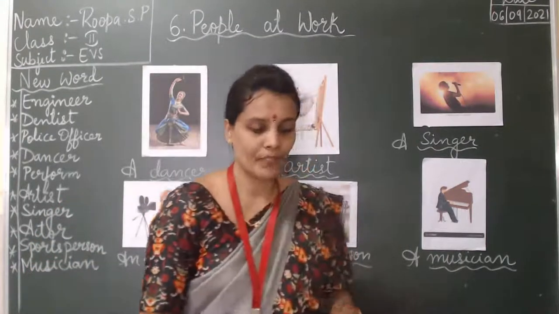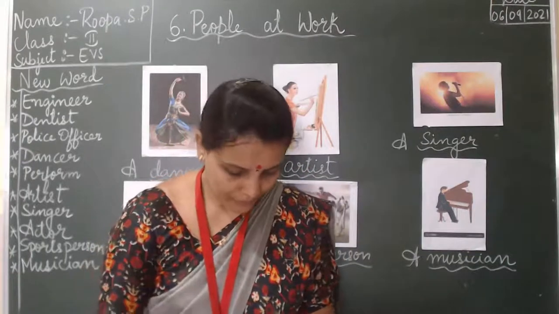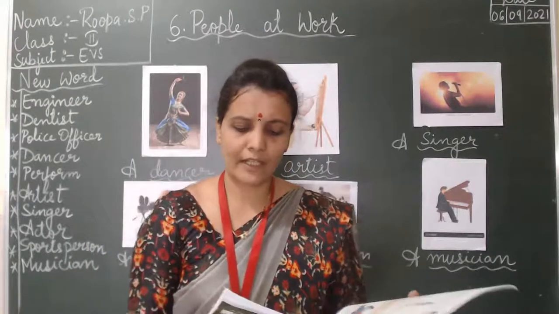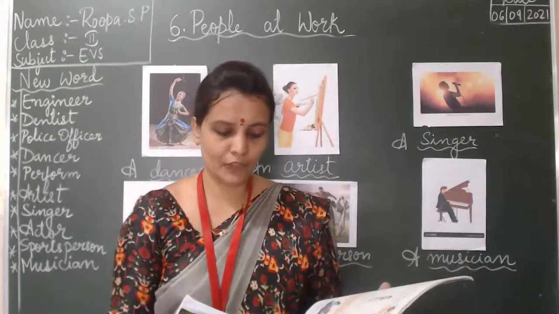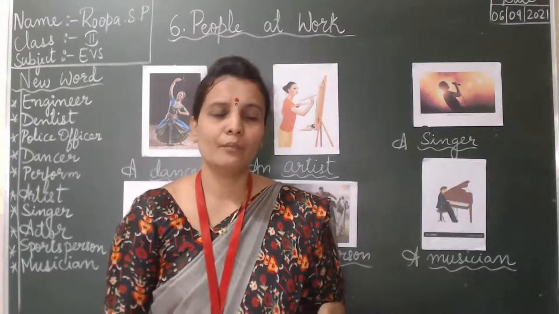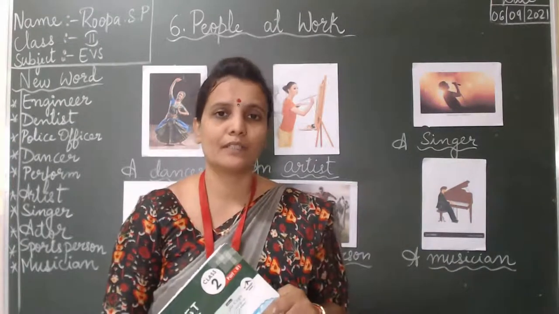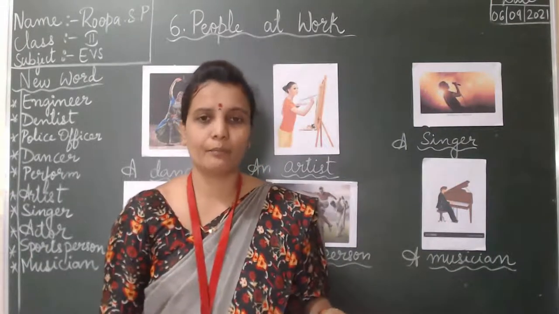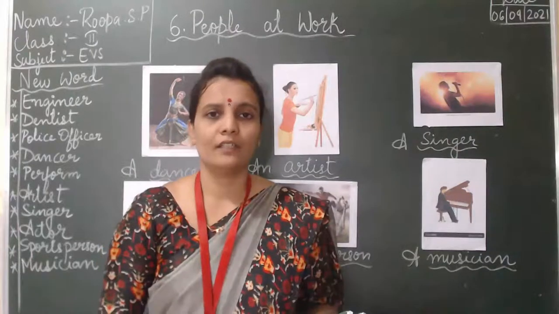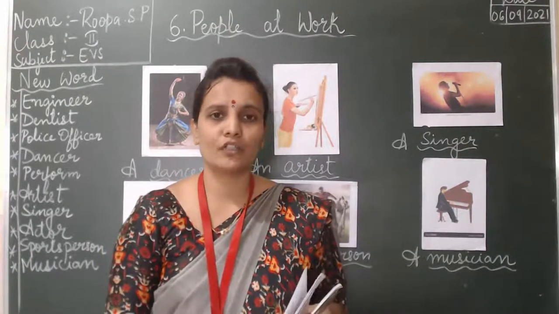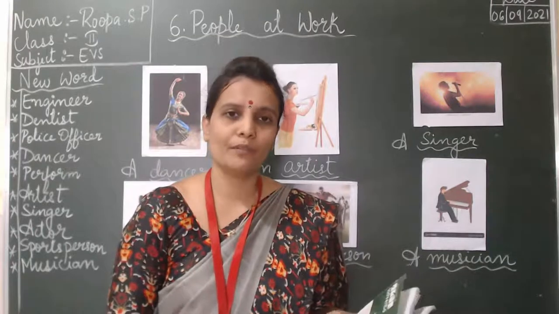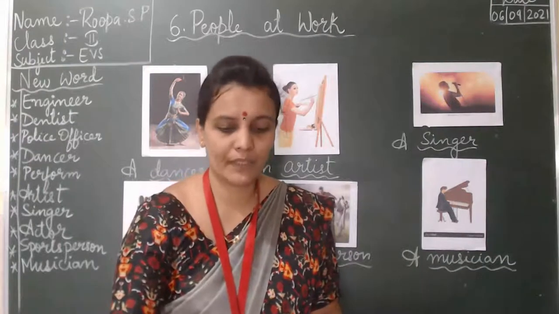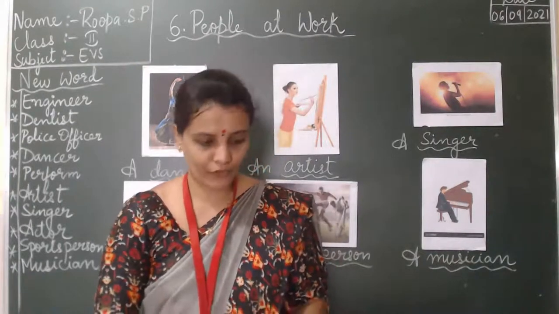Then musician. A musician composes music. We should respect people who work for us and help make our life easy. We should be kind to them. There are many people who work for us. We should respect them, children, because they make our life easy. Is it possible to do all the work by ourselves, children? No. So we take help from them. So these are the hobbies that people change into their profession.